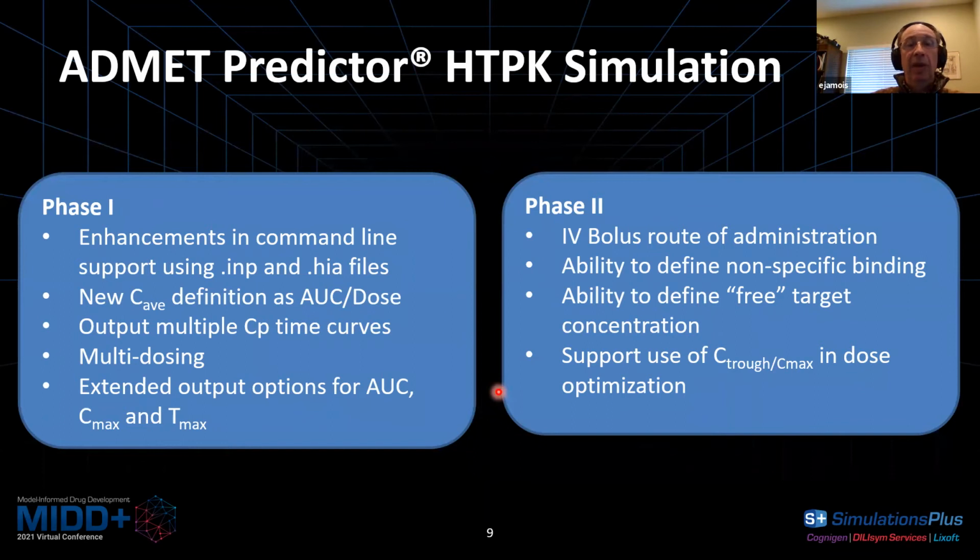So here are a few examples of these enhancements. The main one had to do initially with enhancements to being able to specify arguments in the command line. Some had to do with the definition of C average, which is now AUC over dose. I think everybody pretty much knows AUC over the time period of the dosing period is what I mean.